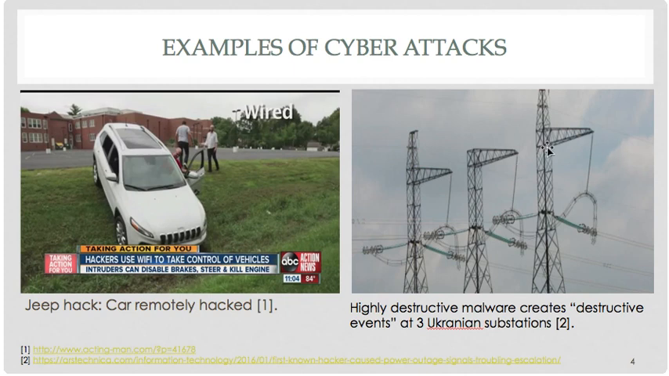The second example is the power failure in Ukraine. Highly destructive malware infected at least three regional power authorities in Ukraine, leading to a power failure that left thousands of homes without electricity. The outage was the result of malware that disconnected electrical substations.